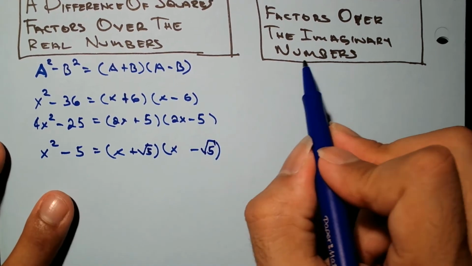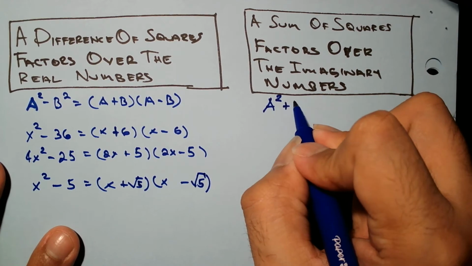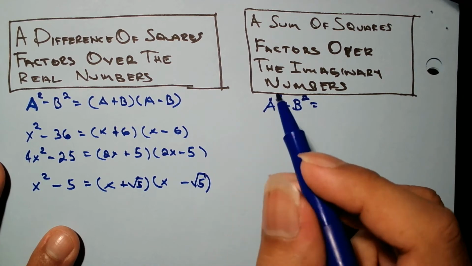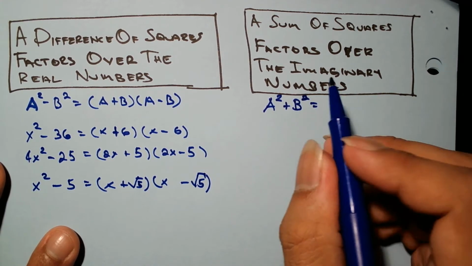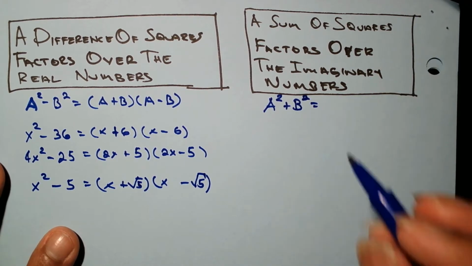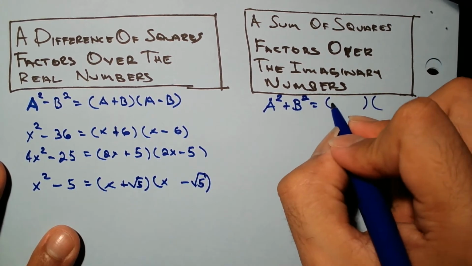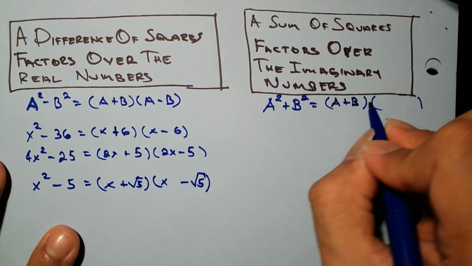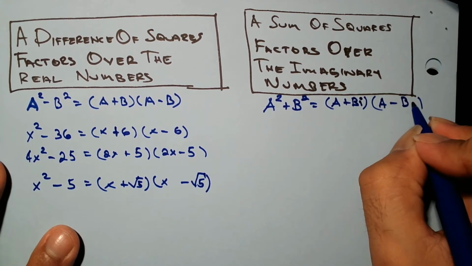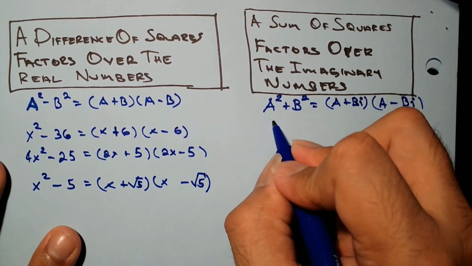Now, what about the sum of squares? When you are in the intermediate algebra course, you are taught that the sum of two perfect squares is a prime polynomial. However, if we extend this to the imaginary field of numbers, we're going to have a result that is very similar to the previous one, a plus b, a minus b. Notice the space I'm going to leave, so I'm going to leave an i here and an i there.